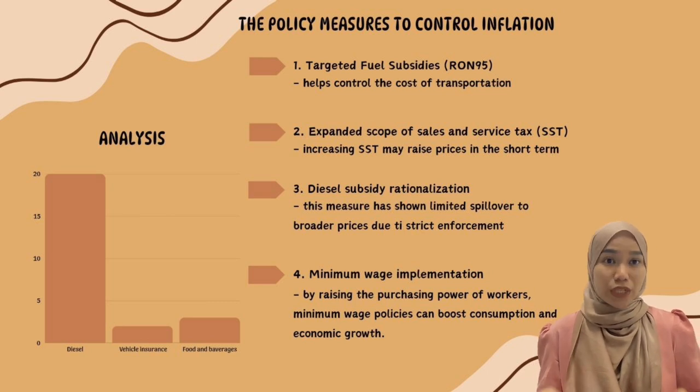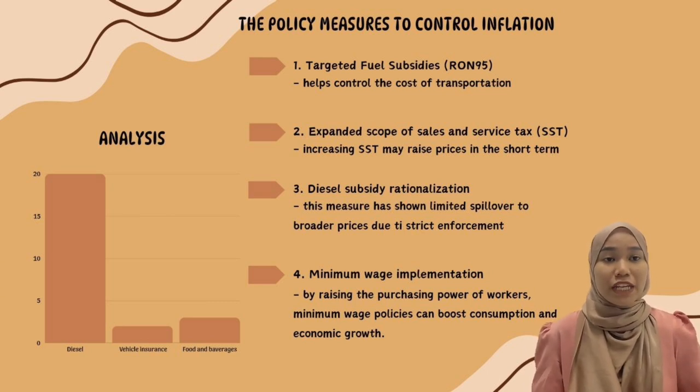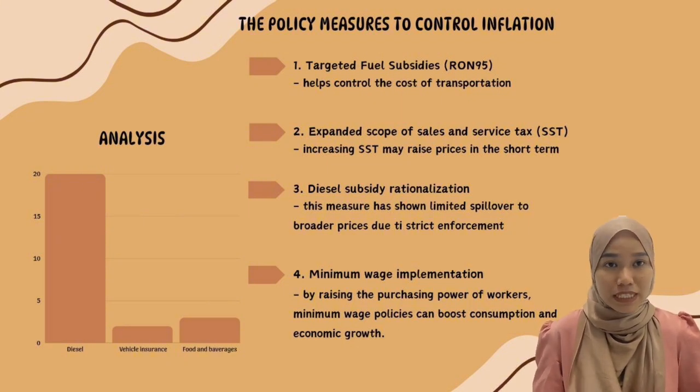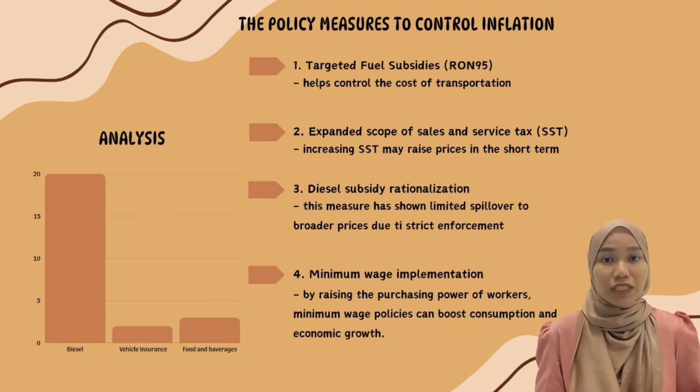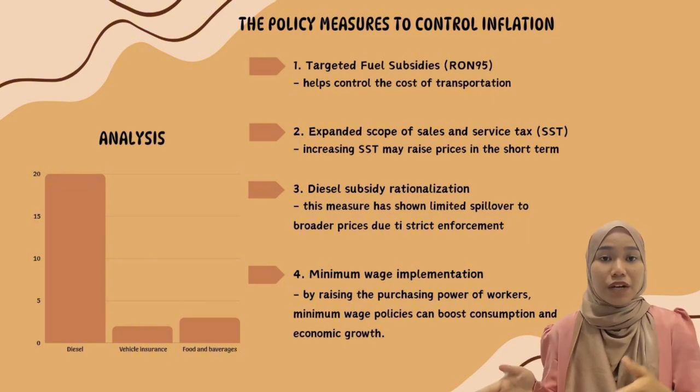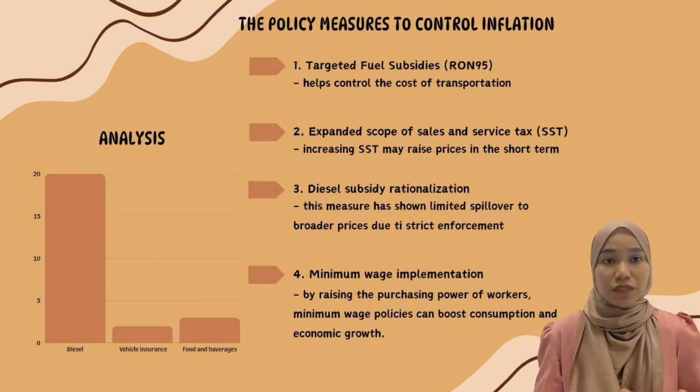Today, we will discuss the policy measures used by Malaysian government agencies and their potential effectiveness in controlling rising inflation. So, based on the article, the Malaysian government agency used targeted fuel subsidies. The government is implementing targeted subsidies for RON95 fuel.